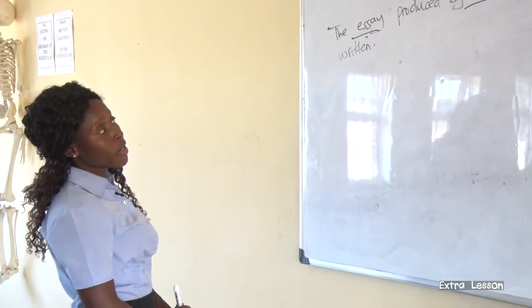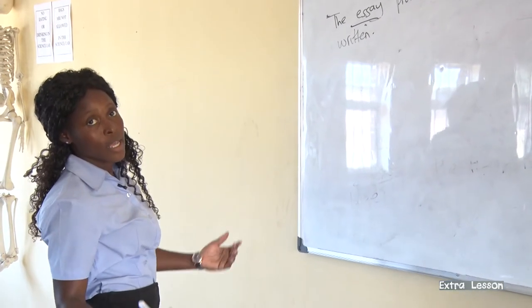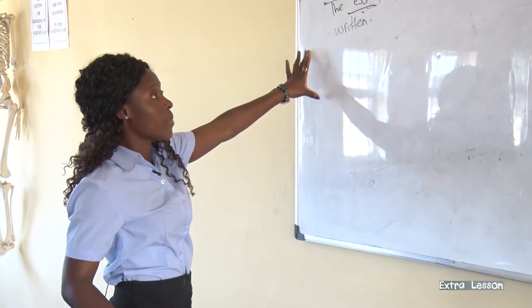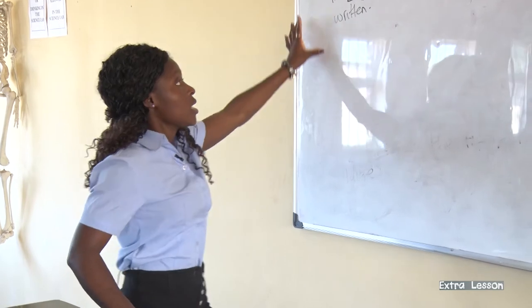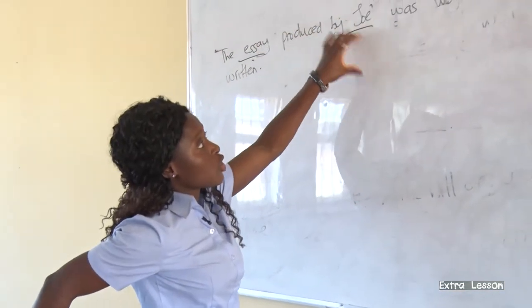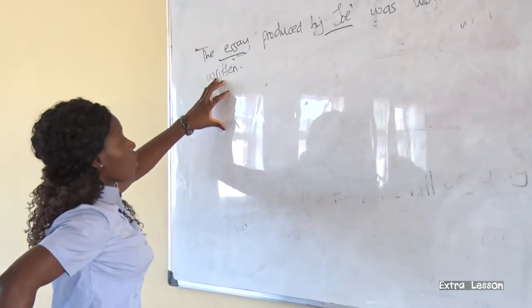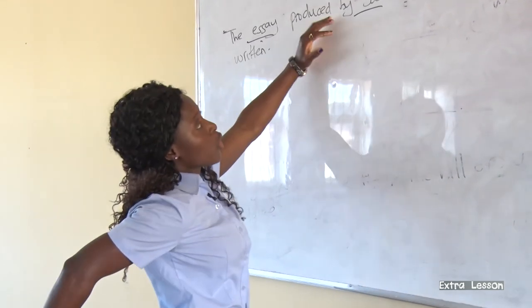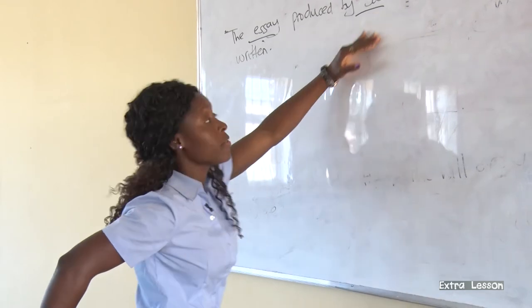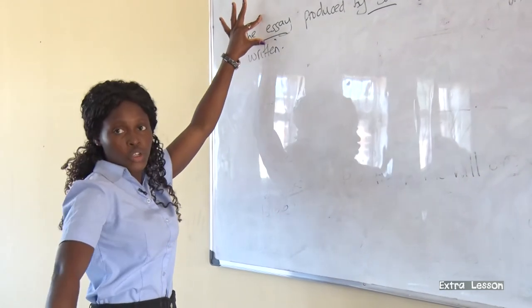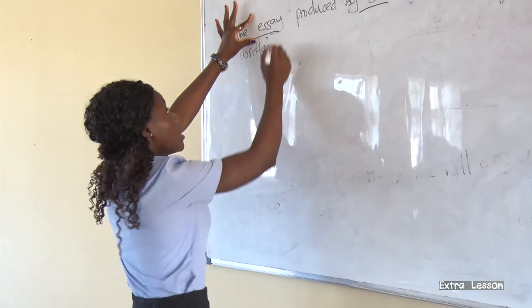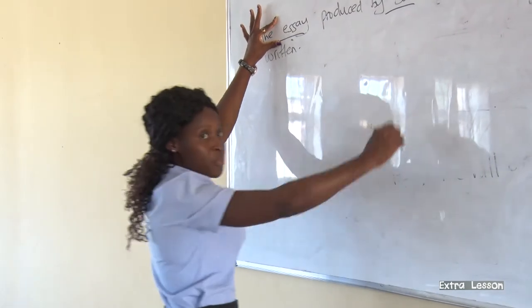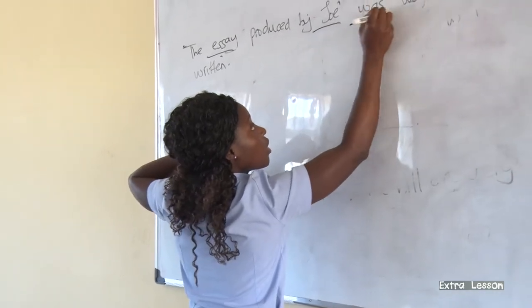It is very important for you to understand the sentence before you know which subject determines the verb. The essay produced by Joe was well written. Now, it is obvious that produced by Joe is our appositive, so which means our subject that we're using to determine the verb is essay. And essay is singular, which means the auxiliary is supposed to be was.